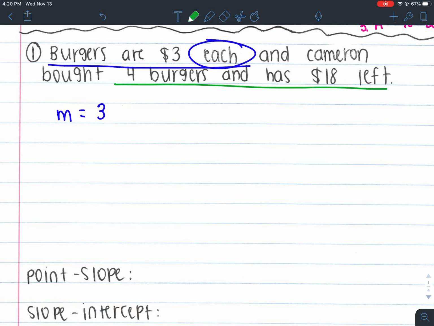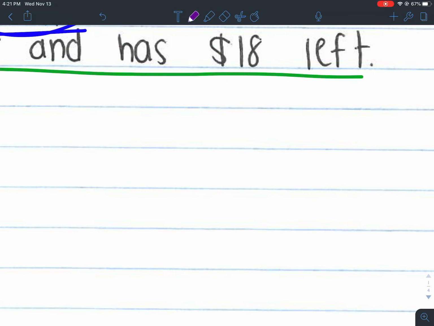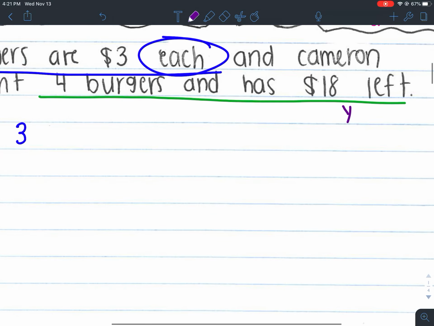Well, that's going to be a point, but we got to figure out, is the burgers X or is the money that you have left X? Let's think about this. Does the number of burgers depend on how much money you have left? Or does the money you have left depend on the number of burgers you buy? Okay? The amount of money that you have depends on how many burgers you buy. Because the more burgers you buy, it's going to change how much money you have left. So the money you have left is dependent, which means that this is your y variable. So the burgers is going to be the x variable.